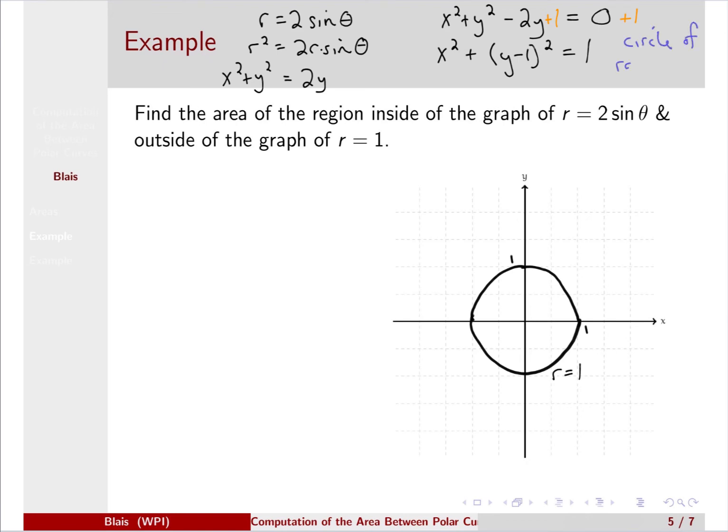of radius 1 centered at the point (0, 1). So this is the center of that circle. It has radius 1. So we know this other curve will look like so.